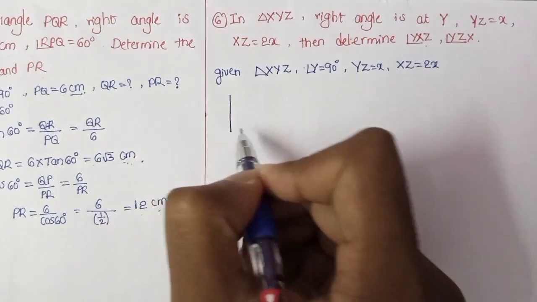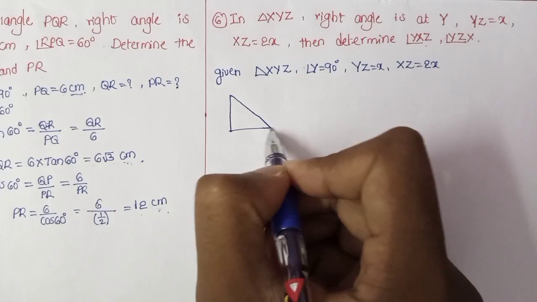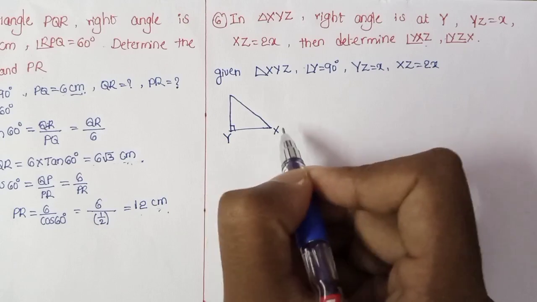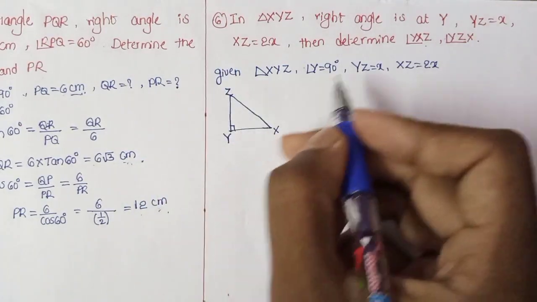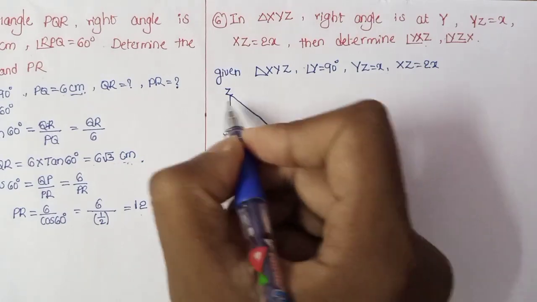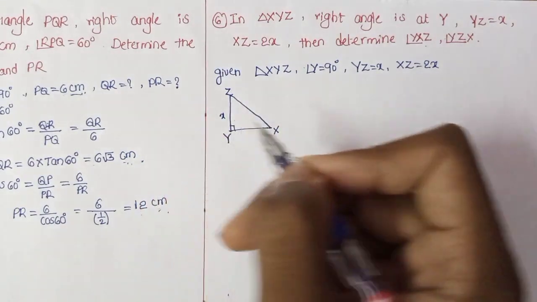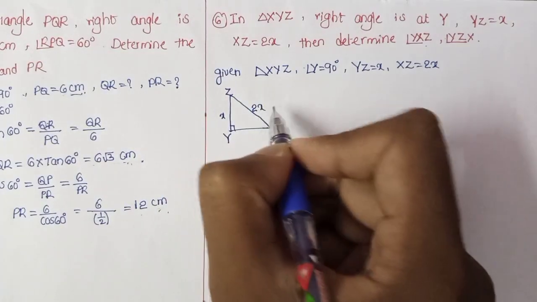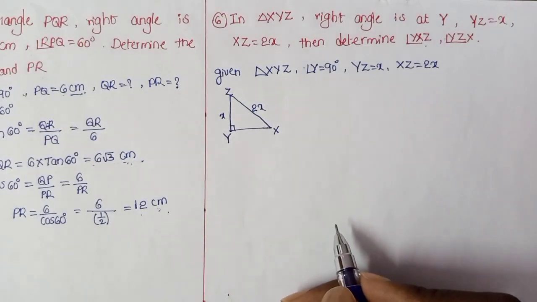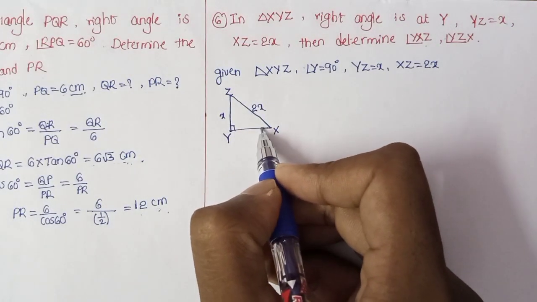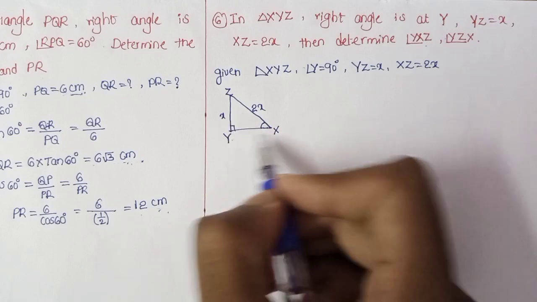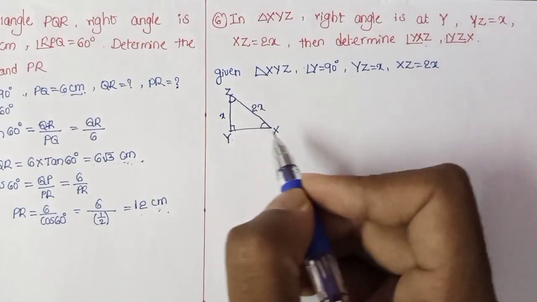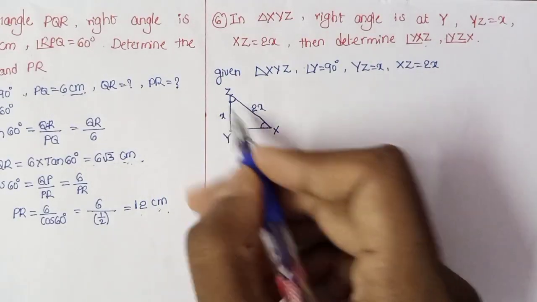First let us draw a right angle triangle here. The right angle is at Y. So this is Y. Let's say this is X and this is Z. YZ is x. This side is x units. XZ is 2x. This hypotenuse is 2x. These two they have given, and they are asking to find these two angles: one is YXZ and the second one is YZX.